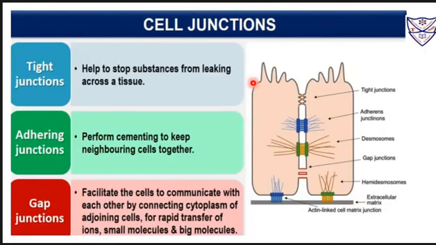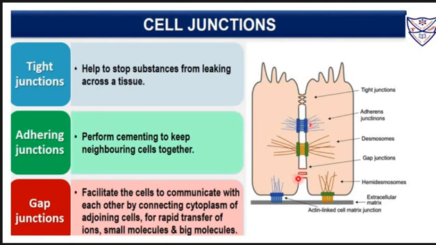So what is a tight junction? A tight junction generally helps to stop substances from leaking across a tissue. So this would be a tight junction. Then there are adhering junctions. What are these? They perform the job of cementing. That is, they join the neighboring cells together.